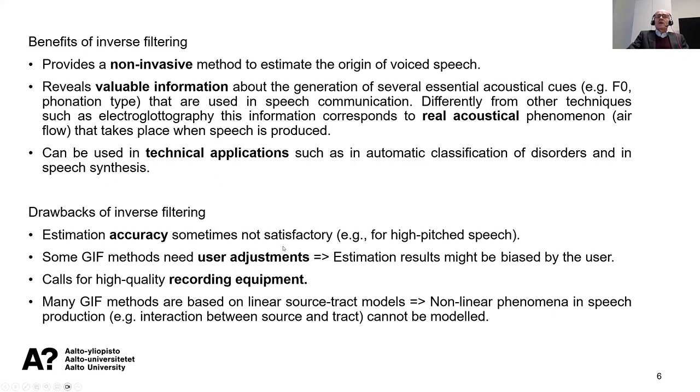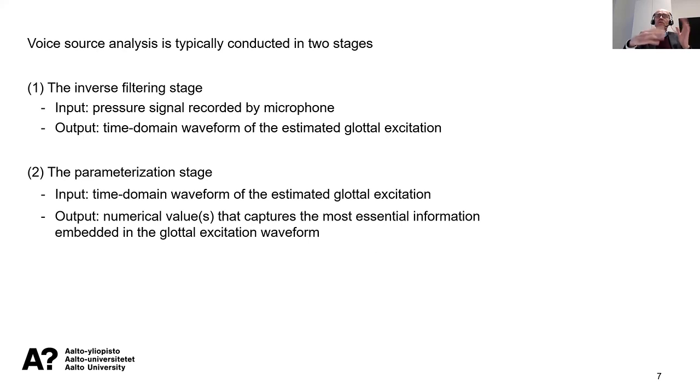However, there are certain drawbacks, which are listed at the bottom part of this page. And the most severe one, in my opinion, is that every time a speech has high pitch, then the separation of the source and the tract becomes more difficult. And typically, the estimate is not that good for high pitched sounds. But that doesn't mean that we couldn't estimate glottal sources from female speech as well. We can do that, but the accuracy is not that good. Inverse filtering typically, when it's used, consists of two different stages.